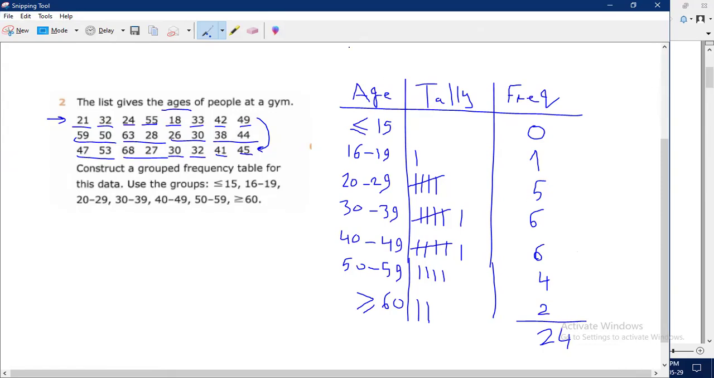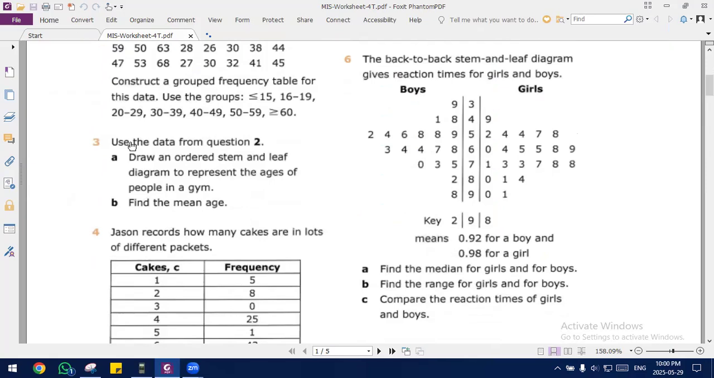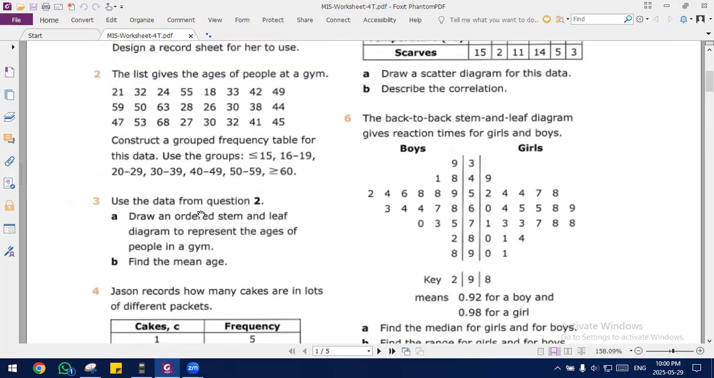Okay, then let me minimize this. In question 3, it says use the data from question 2 that we have already done and draw an ordered stem and leaf diagram to represent the ages of people in a gym, and then find the mean. As I told you, finding the mean with these numbers takes time, so in the exam it will be less than this. So I will just show you how to draw the stem and leaf diagram for the same data.